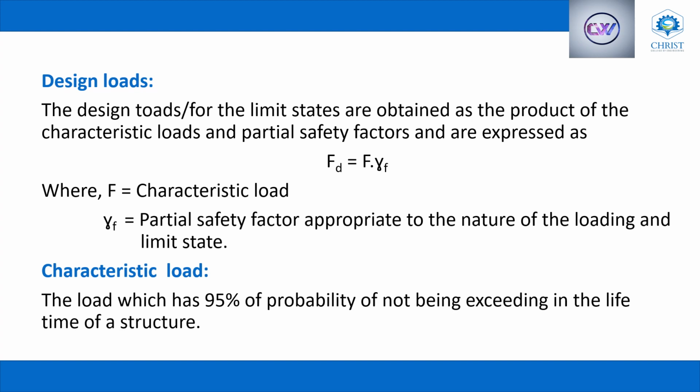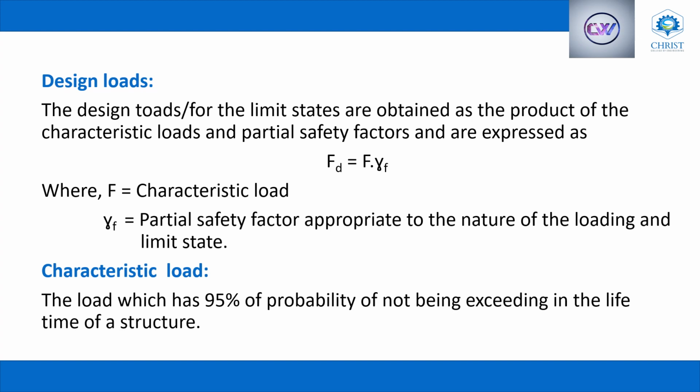Then we have to move to design loads. What are design loads? The design loads for the limit states are obtained as the product of the characteristic loads and partial safety factors, and are expressed as Fd = F × γf, where F is the characteristic load and γf is the partial safety factor appropriate to the nature of the loading and limit state. Characteristic load is defined as the load which has a 95% probability of not being exceeded in the lifetime of a structure. So to make our structure safe, we multiply the characteristic load with a constant.